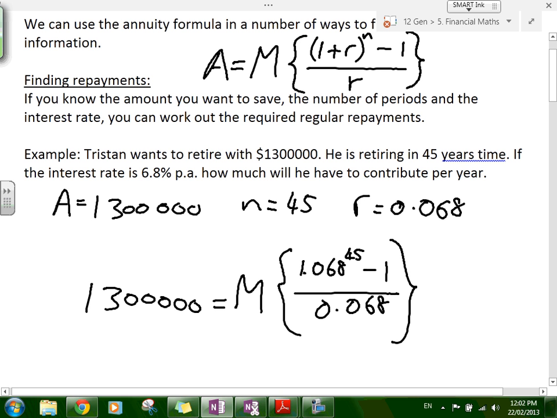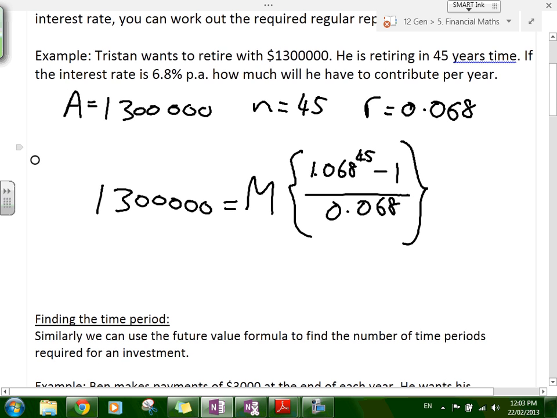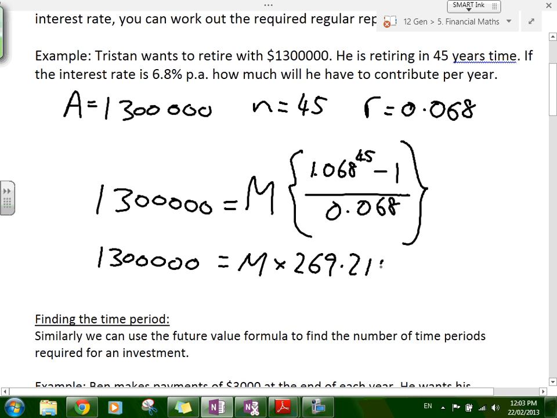Now, the easiest way to do this is to find the value of what's in the brackets. So let's go ahead and do that. Find the value of what's inside the brackets. What'd you get? Yeah, that's right. It's 269.21. So let's move that up a little bit for the space. So what we get is 1.3 million equals M times 269.215. How do I find what M is? Yeah, divide both sides by 269.